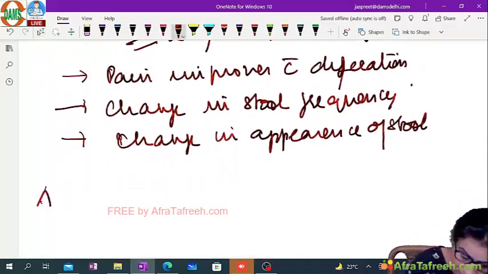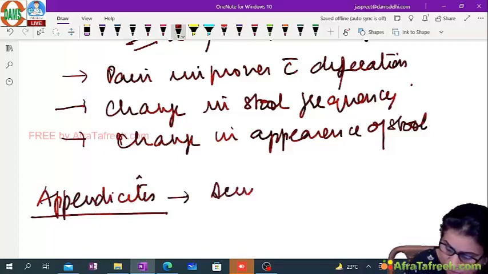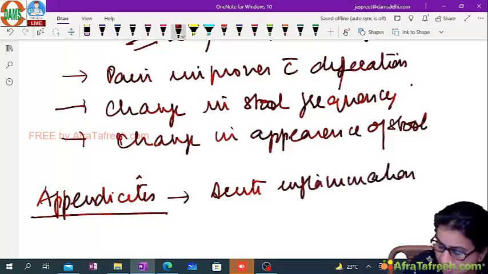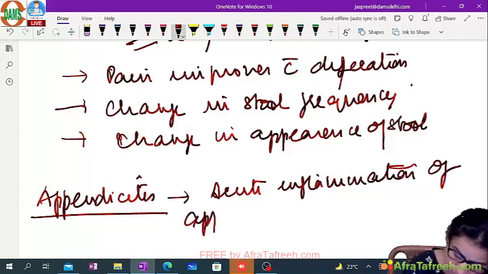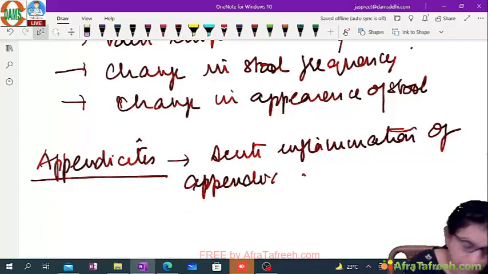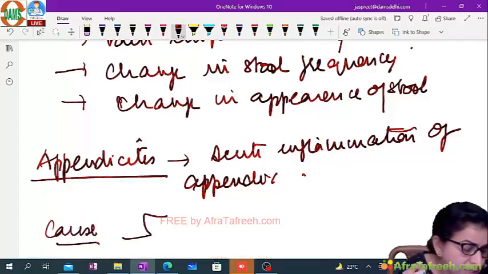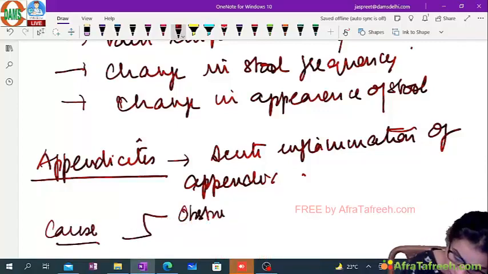Okay, then coming to the next entity. Next is appendicitis. Of course, everybody knows appendicitis. We know the meaning: acute inflammation of the appendix. And the cause of appendicitis can be an obstruction due to a fecolith.